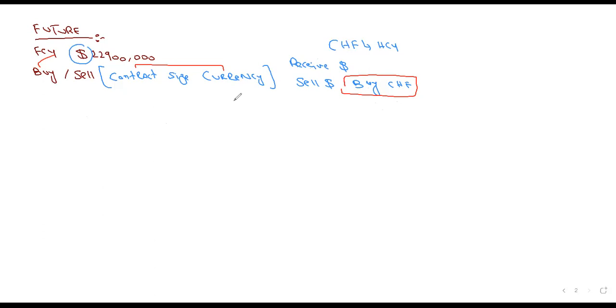I told you people that this buy or sell criteria depends upon the contract size currency. In this question, the contract size currency was the CHF. Now what is happening when we will receive the dollars? Because the $22,900 receipts we are hedging. This is the foreign currency. When we will receive the dollars, we will sell the dollars and we will buy the CHF. So what we did with this contract size currency? We bought it. So it will be a buy future.